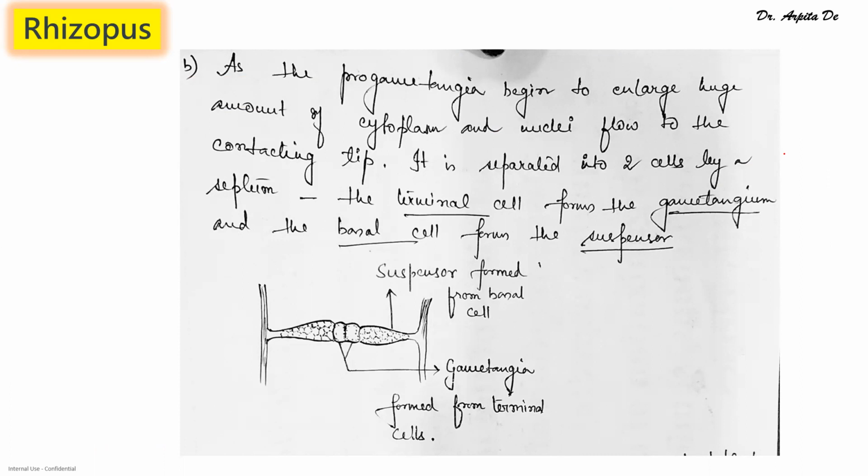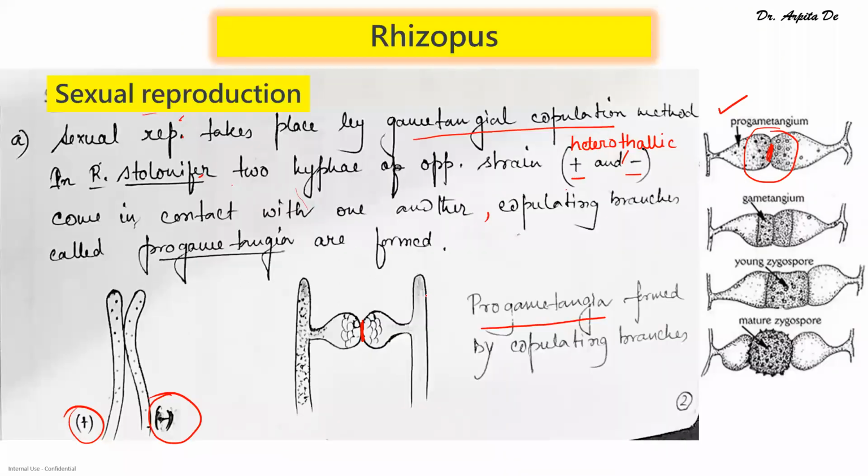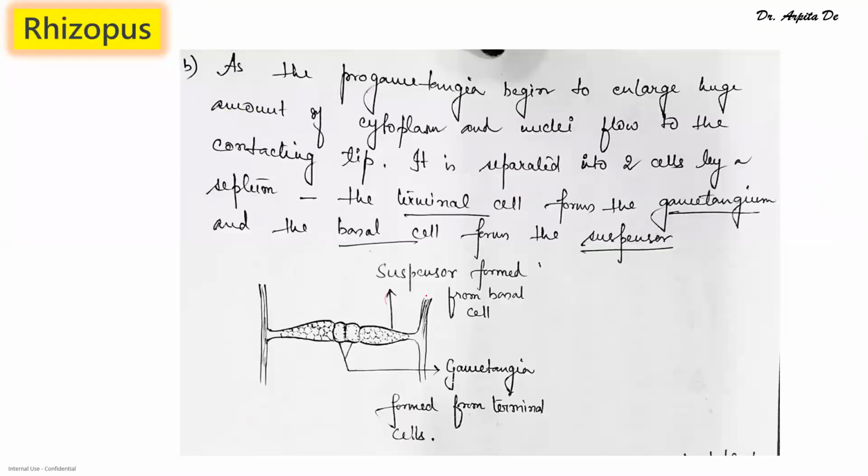The terminal cell forms the gametangium and the basal cell forms the suspensor. See, wall formation takes place, forming gametangia. The terminal ones are the gametangia and the basal ones form the suspensor. Okay. The gametangia are formed from the terminal cells and the suspensor is formed from the basal cell. I hope it's clear.